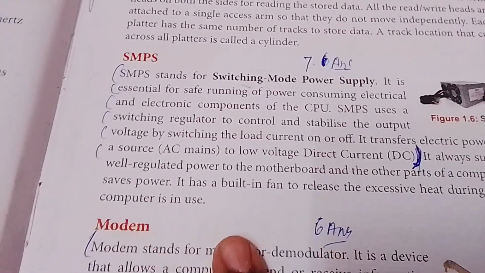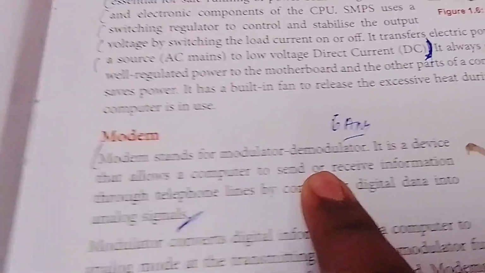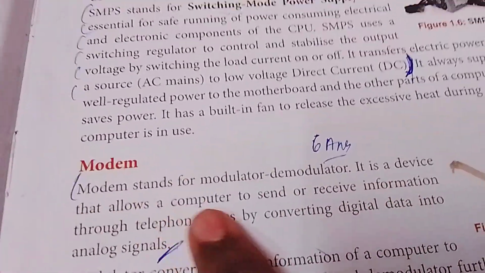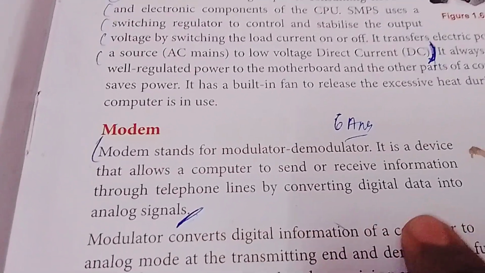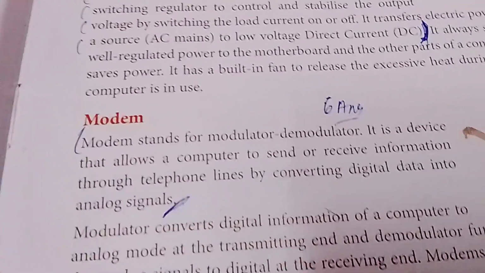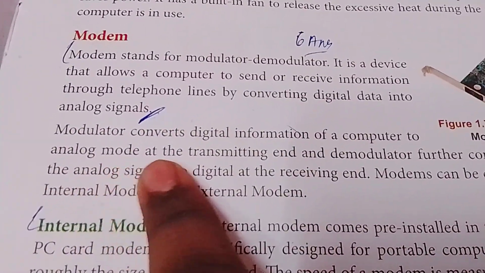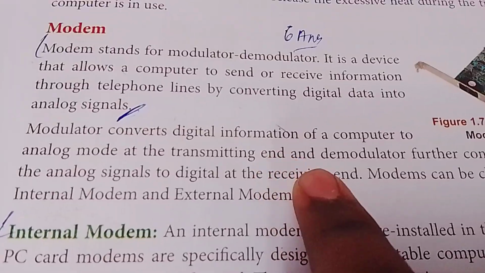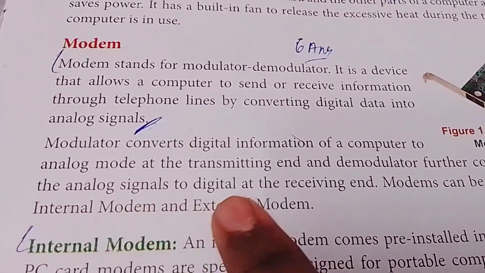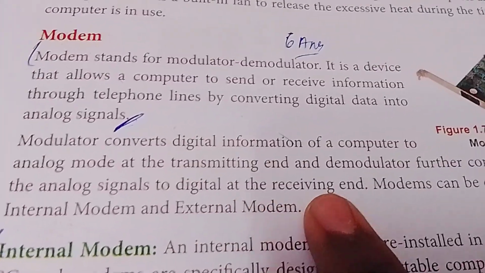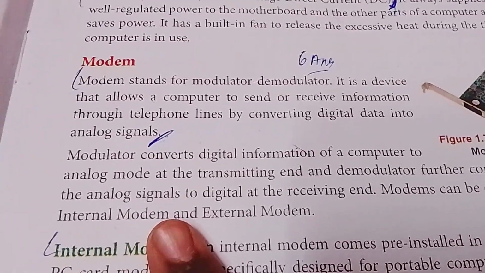Modem. Modem stands for modulator demodulator. It is a device that allows a computer to send or receive information through telephone lines by converting digital data into analog signals. The modulator converts digital information of a computer to analog mode at the transmitting end, and the demodulator further converts the analog signals back to digital at the receiving end. Modems can be classified as internal modem and external modem.